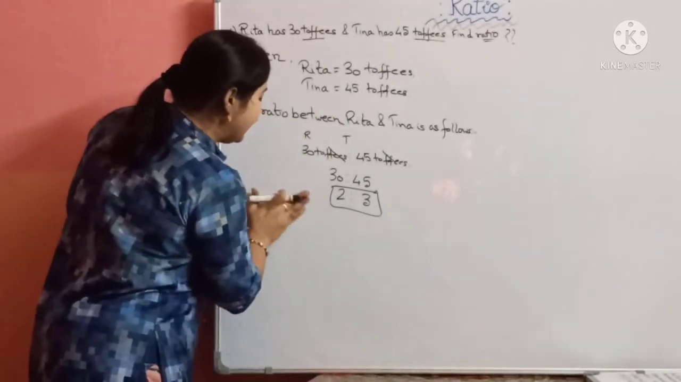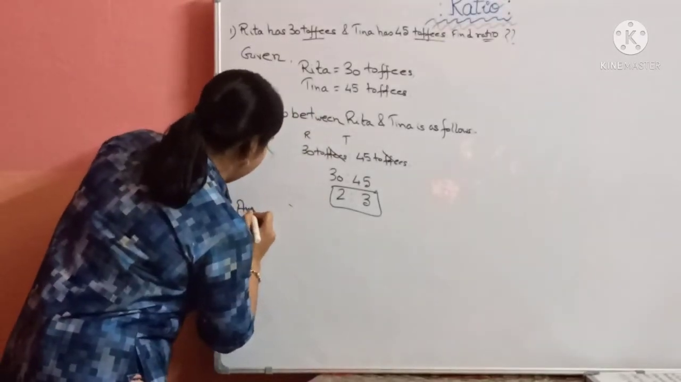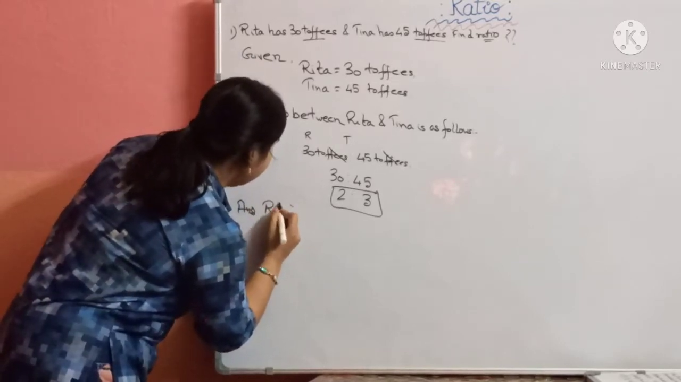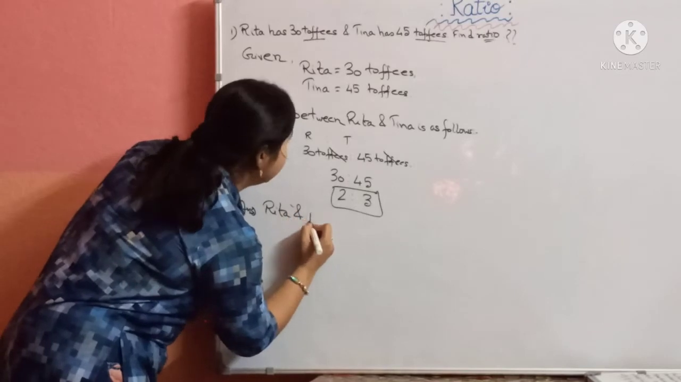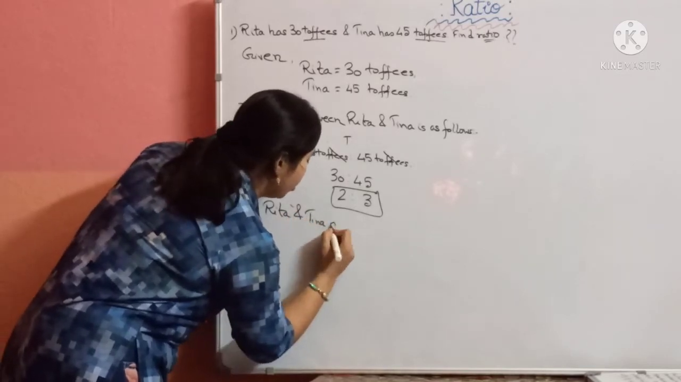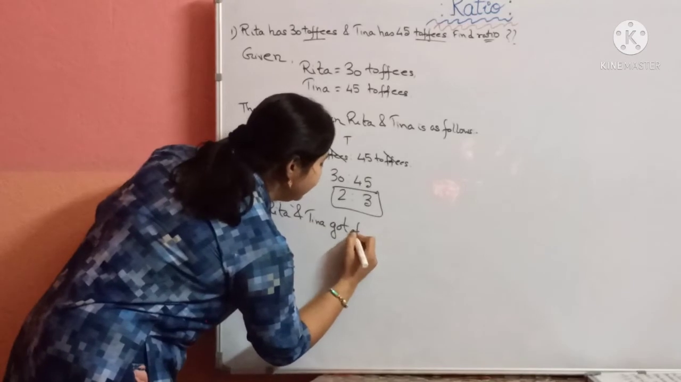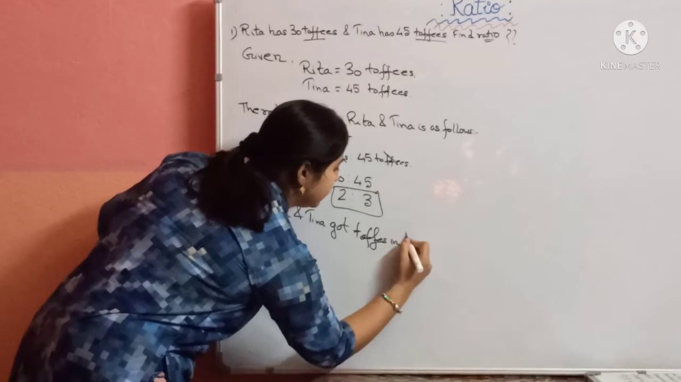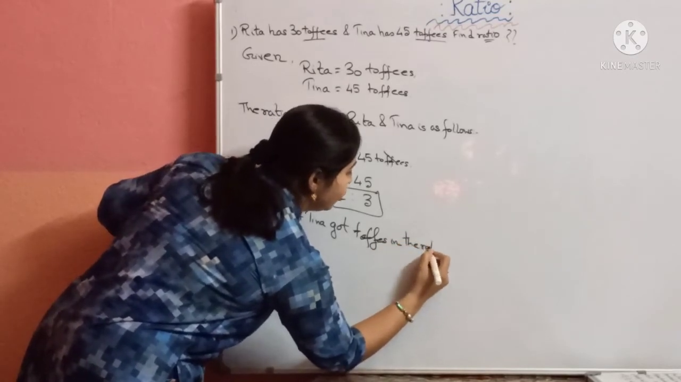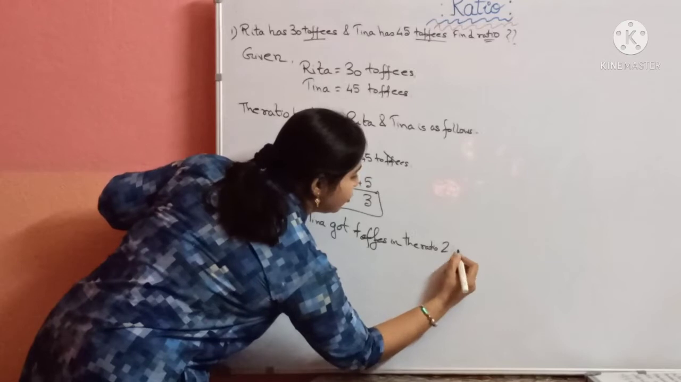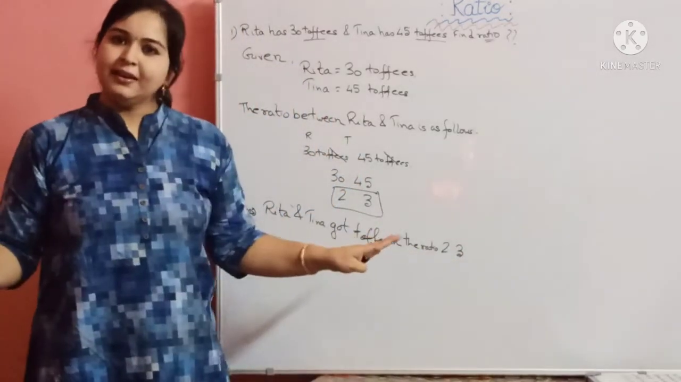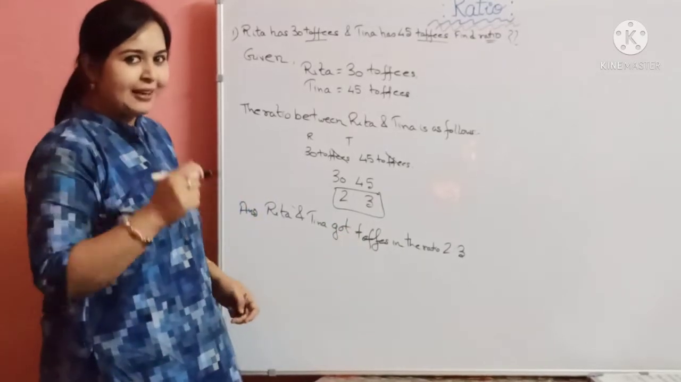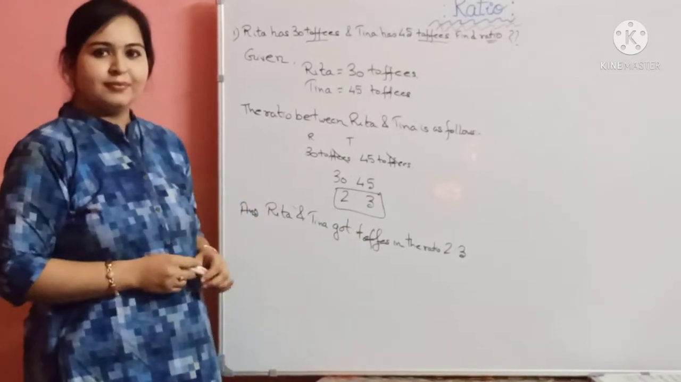So, what should we write here as answer? As answer, we should write that Rita and Tina got toffees in the ratio 2 is to 3. Done. Okay, did you have fun? Enjoyed with me? Let's try another one.